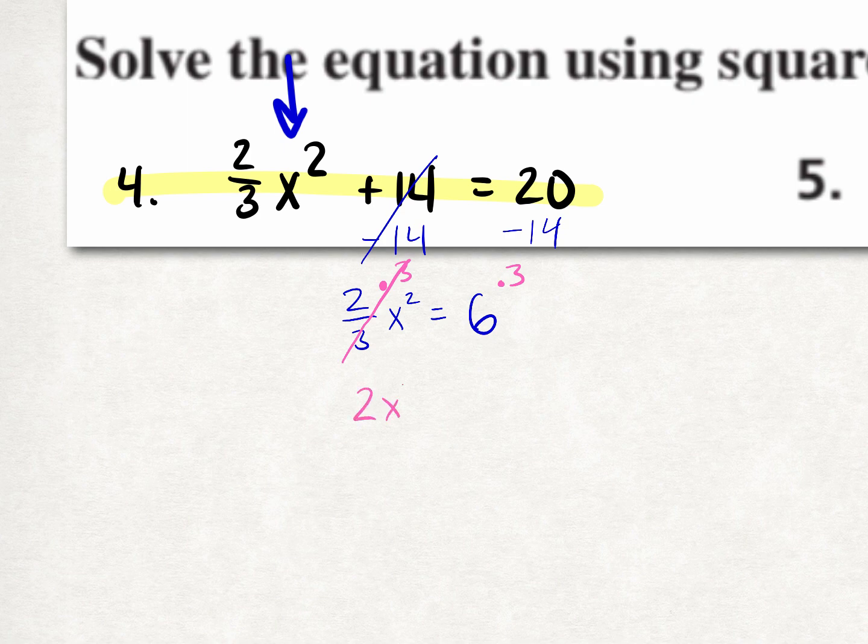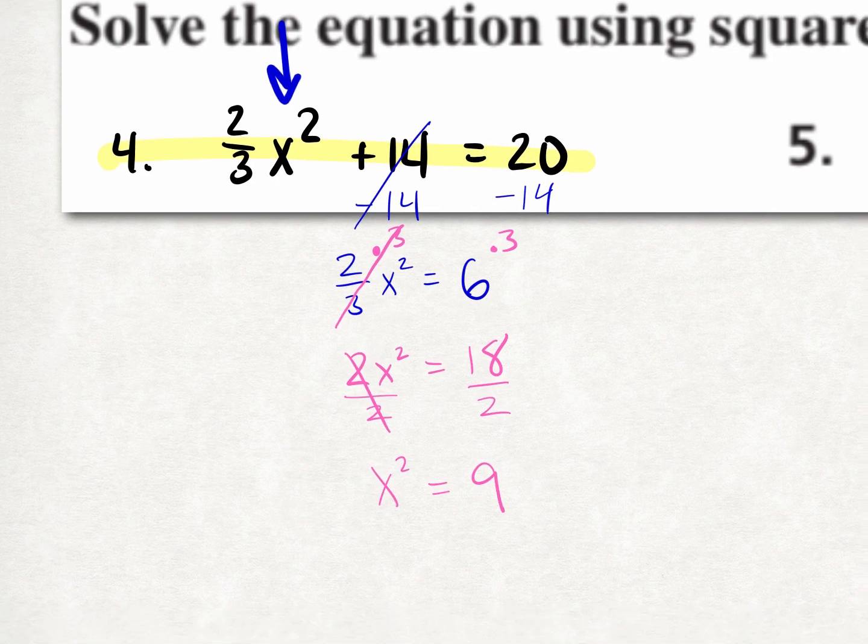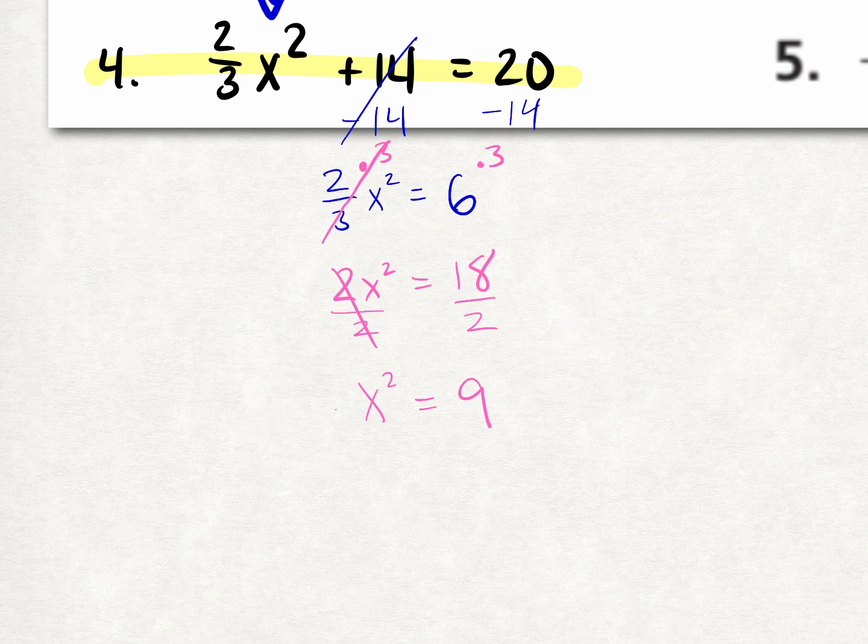So then I'm just left with 2x squared. So whatever is in our denominator, we can multiply that to get it to cancel out on both sides. And then 6 times 3 would be 18. Now I still have that 2 being multiplied to the x squared, so I'm going to divide both sides by 2. So x squared is equal to 9. And then lastly, we take the square root of both sides. Anytime we take the square root of both sides, we need a plus or minus in our answer. So x is equal to plus or minus, and the square root of 9 is 3. So this would be our answer.